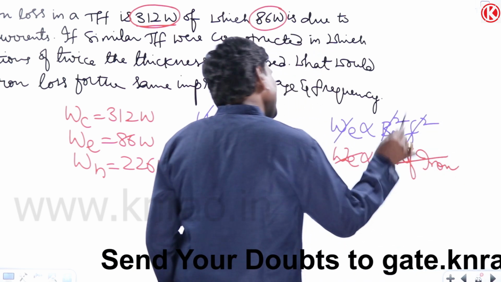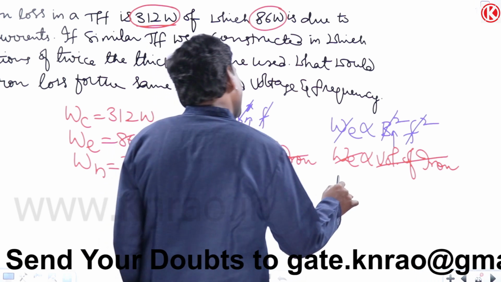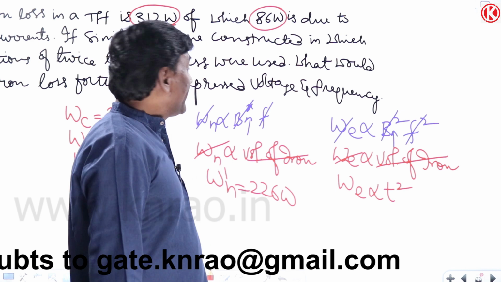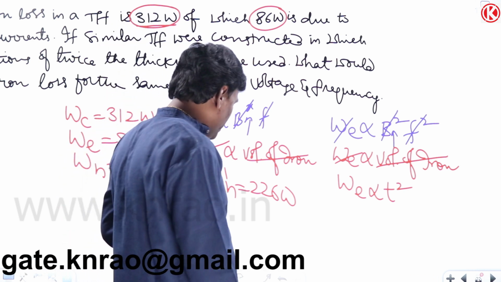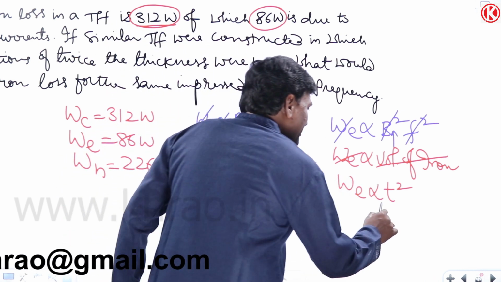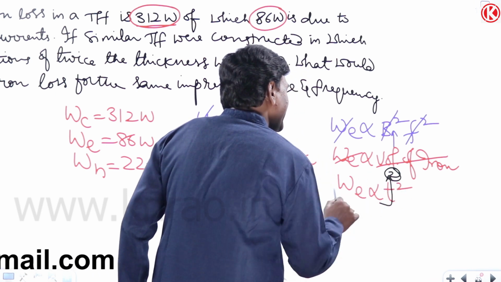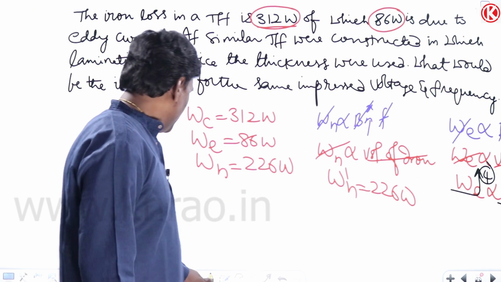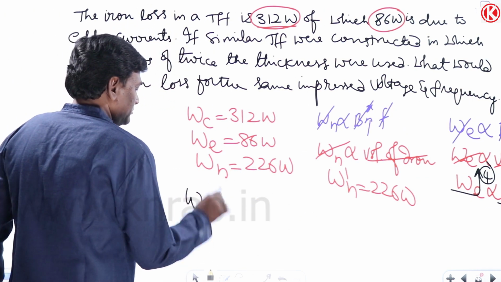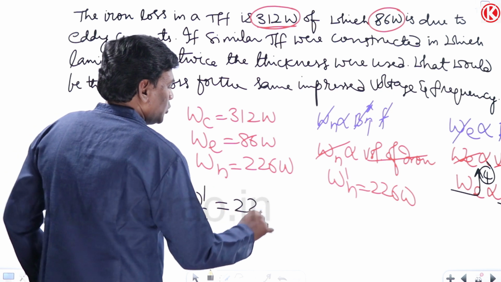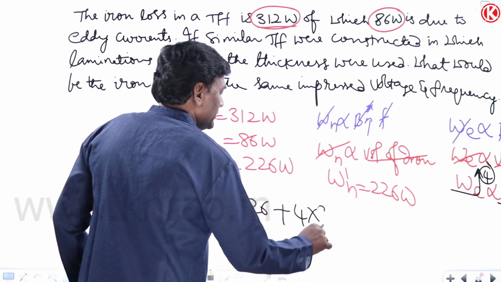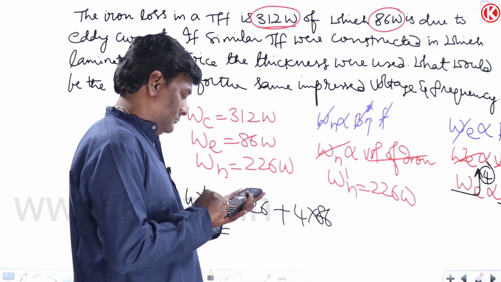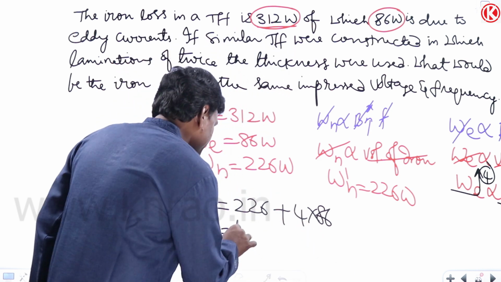Volume of iron is going to be same, eddy current losses are going to be same. And again, eddy current loss is directly proportional to thickness square. Thickness of laminations doubled. So see here, if thickness of laminations is doubled, eddy current loss should be increased by 4 times. Problem solved. Okay, so net core loss is going to be 226 plus 4 into 86 will be the answer, 570 watts.